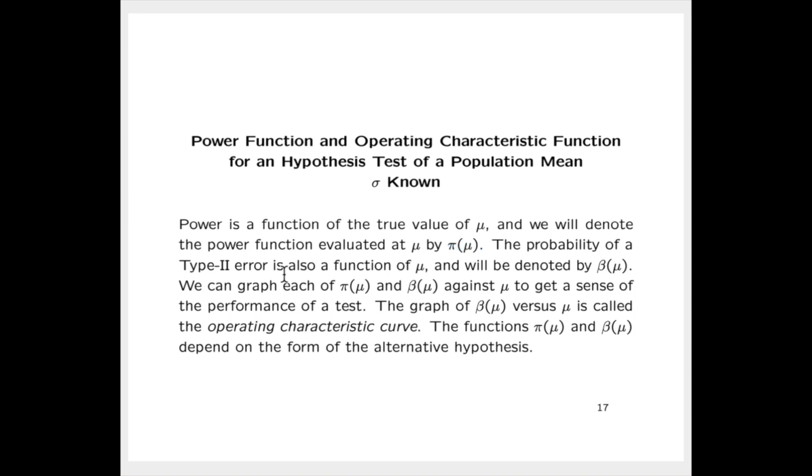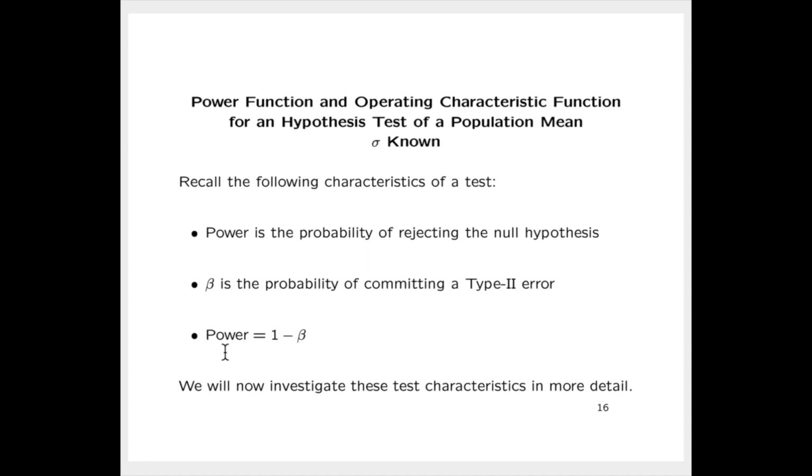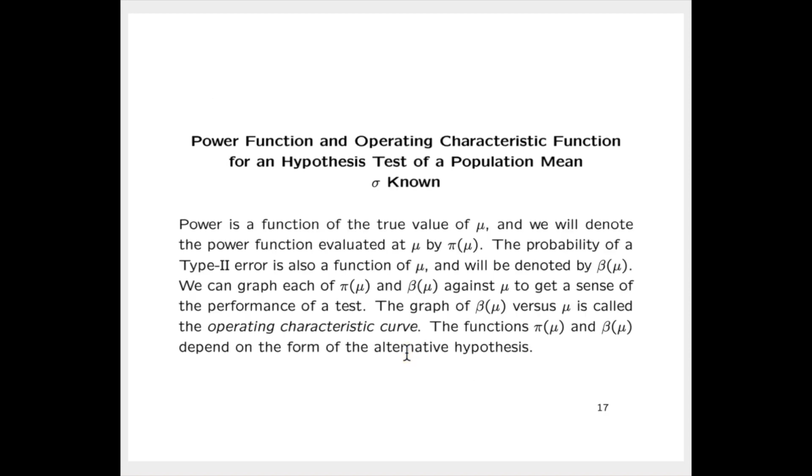Now, the probability of a type 2 error is also a function of mu. Do you see why that would be? Let me go back to the previous slide. We said that power is equal to 1 minus beta. And so if power is a function of mu, then beta must be a function of mu as well. In fact, beta is a function of all those things that I said that power is a function of as well: mu, the sample size, the significance level being used, the level of variability in the population. So beta is a function as well.